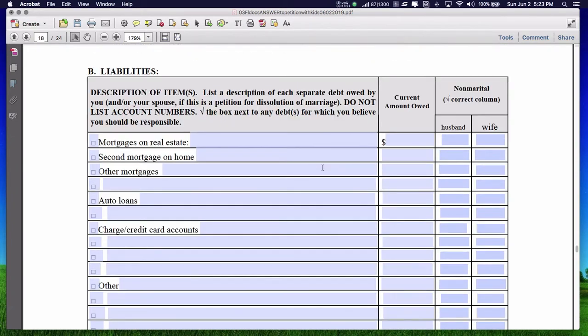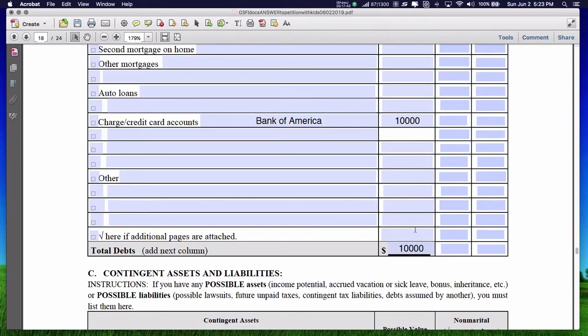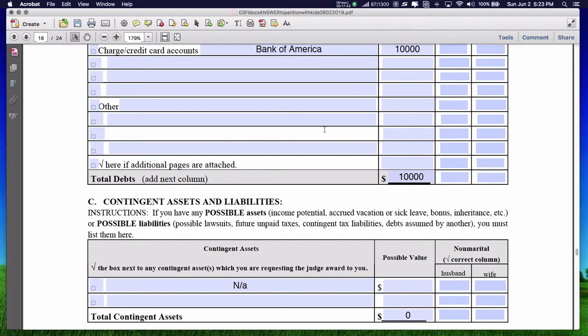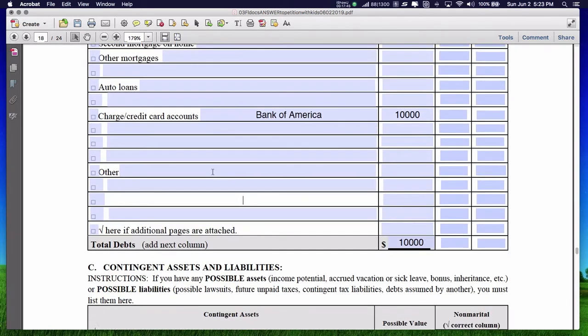Liabilities, same thing. List what it is. How much it's worth doesn't really matter so much. So you've got a Bank of America credit card. You don't know how much is owed. Let's say you owe $10,000. Do not put a comma here. Just like you don't put a decimal, don't put a comma here. Just use a round number. The comma will mess it up. See, it does the math for you. Easy peasy. Whatever it is, put it here.